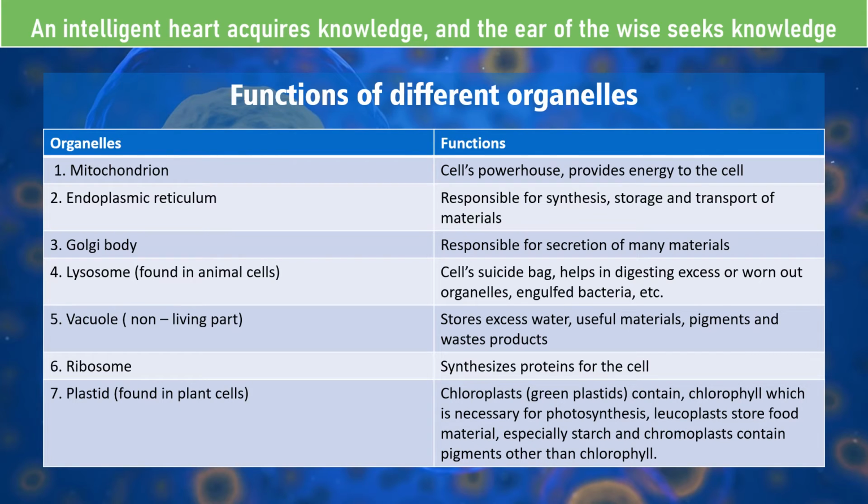The next is your ribosome. So ribosomes, its function is to synthesize proteins for the cell. जो proteins हैं उनको ये जनरेट करके रखता है. Then seventh is plastids, which is found in plant cells only. And here you have to understand about plastids that they are of three types.